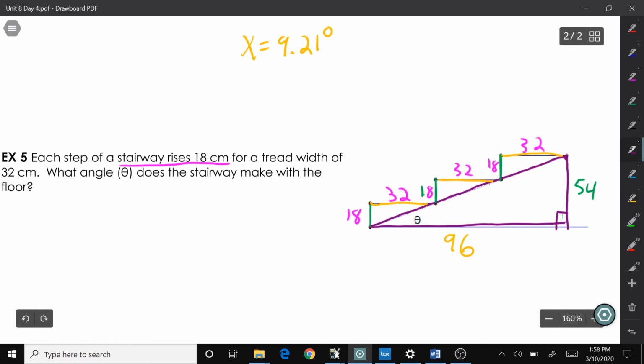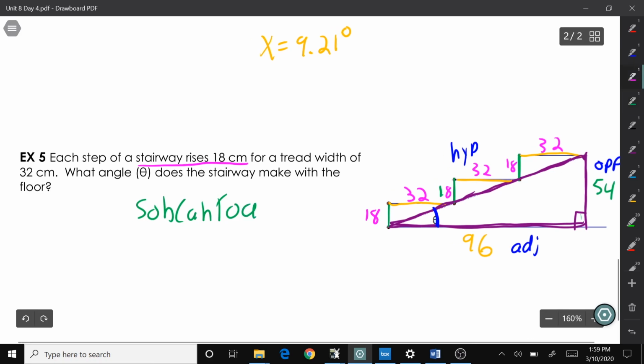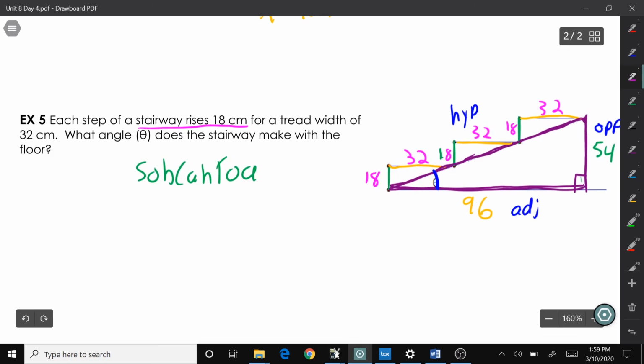So I'm going to focus in on this right triangle. And my hypotenuse is up here. My opposite side does not touch the angle I'm asking about. And then this is my adjacent. So let's write out SohCahToa. And then underline our O's. And then the A's. And we get tangent.